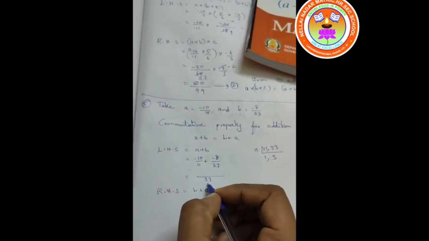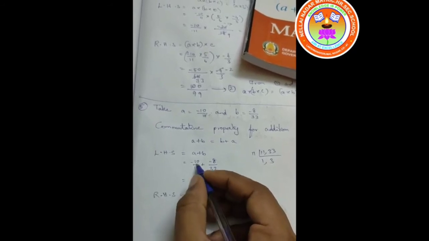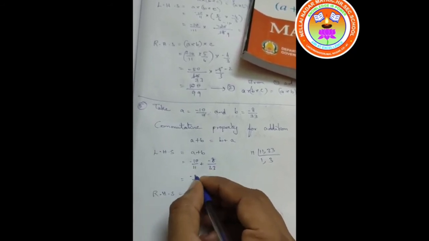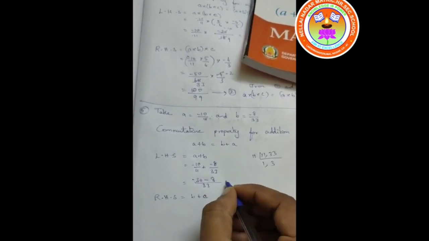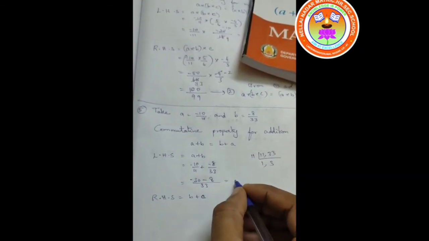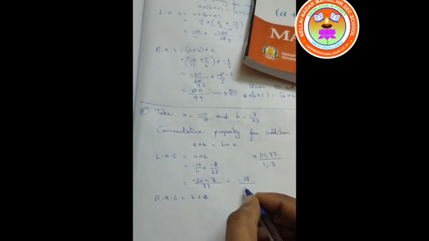How many times will 11 become 33? 3 times. Same 3 multiply with the 10, minus 30, plus into minus is minus. This you have to write as it is. So minus 30 minus 8, minus 38 by 33.